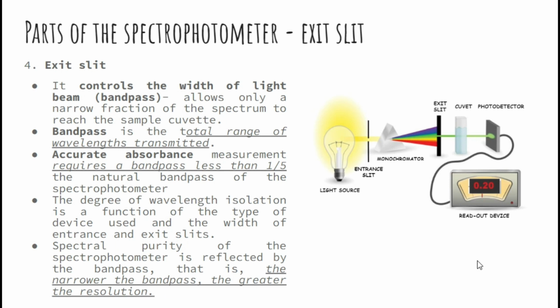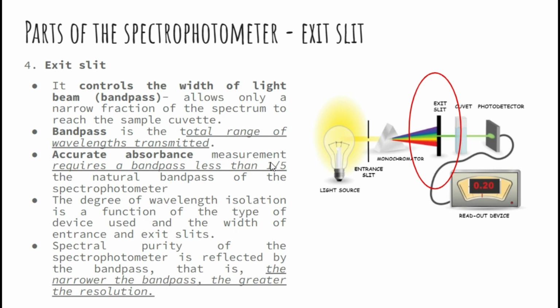Okay, next part po natin will be your exit slit. So again, let's just recall the different parts. Light source, entrance slit, monochromator, exit slit. For the exit slit po, this will control the width of the light beam or the band pass. Band pass is the total range of wavelengths transmitted, allows only a narrow fraction of the spectrum to reach the sample cuvette. Yun nga po, as mentioned earlier, exit slit po, padadaanin niya lang yung kailangan lang pong ilaw. Kung kunwari green lang ang kailangan, yun lang padadaanin niya.